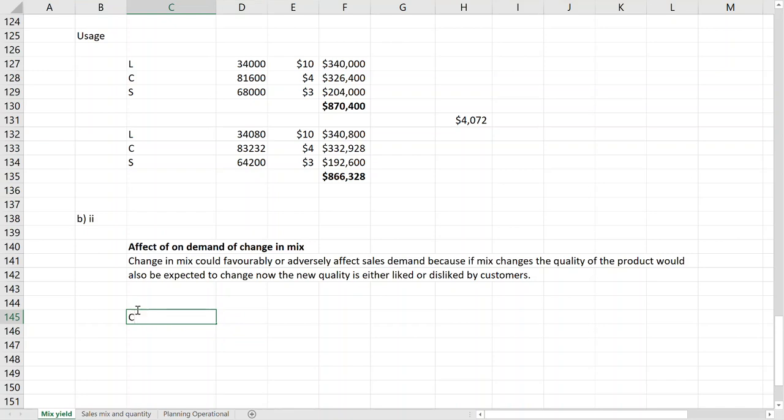But is it an immediate effect? It would take some time for customers to realize the change and affect demand. Does that make sense? It will not be just an immediate effect. It will take some time that people notice and that it affects our demand. It will not be an immediate thing.